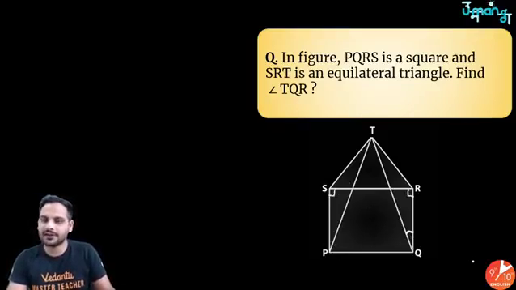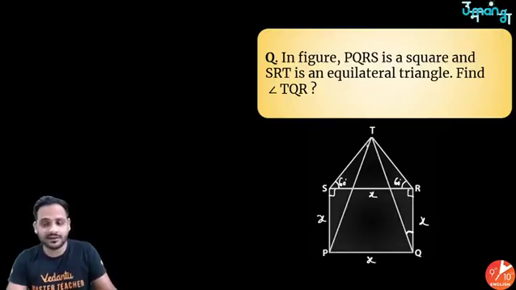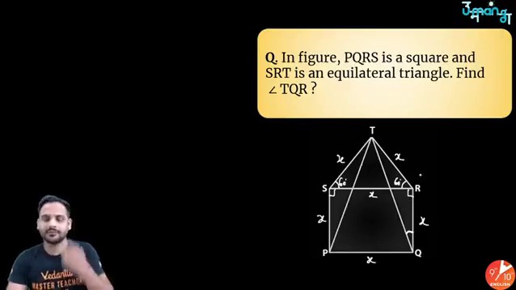PQRS, these complete angles will be 90 degree. And since STR is an equilateral triangle, these angles are going to be 60 degree. Other than that, since we know PQRS is a square, all sides will be equal. So let us say X, X, X and X. And since it is an equilateral triangle, here also all sides will be equal. So if it is X, this is also X and this is also X.